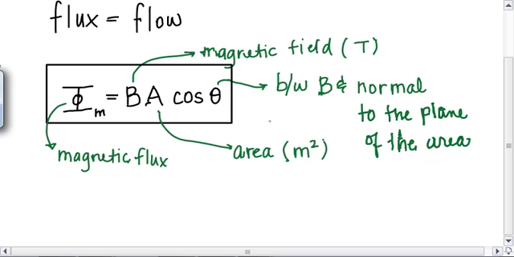So if magnetic field is in Tesla, area is in meters squared, and the cosine of an angle has no unit, then what is a magnetic flux unit? Tesla meter squared. Very good. Tesla meter squared, which is also known as a Weber. WB for Weber. I'll put it in parentheses, Weber.